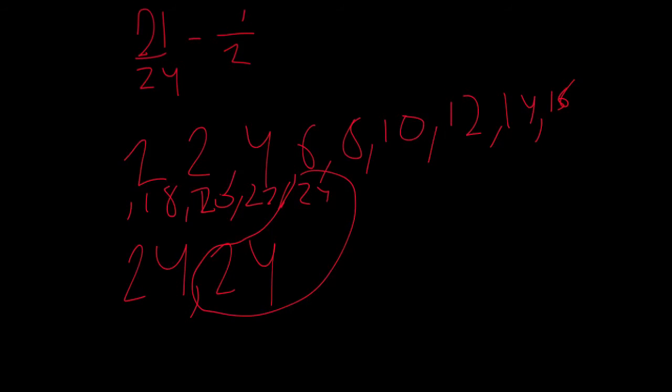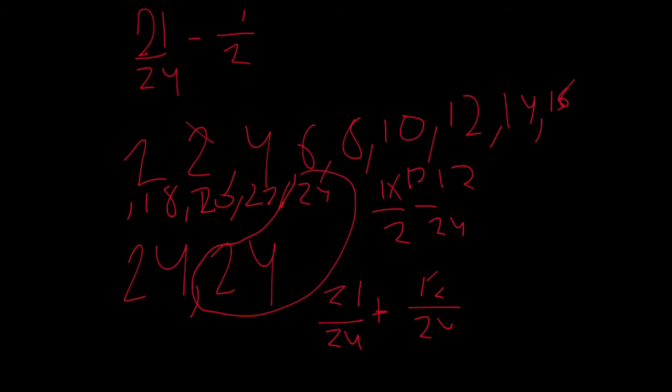What you do now is you write 24 times 1 pretty much times 1/2, so it's 12 over 24, minus 12 over 24, which equals 9 over 24.